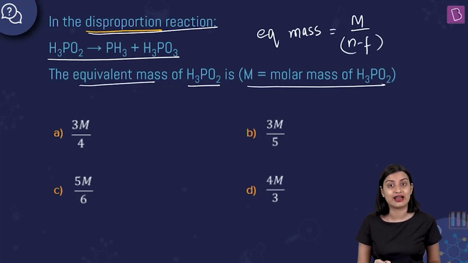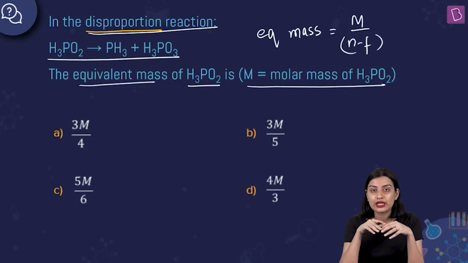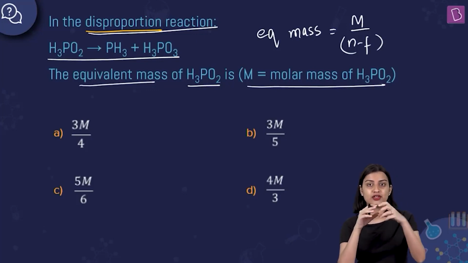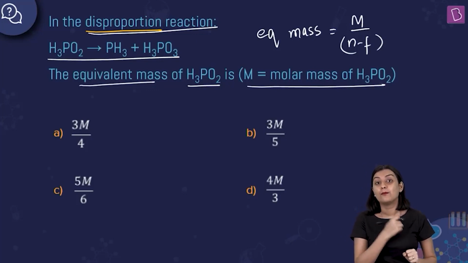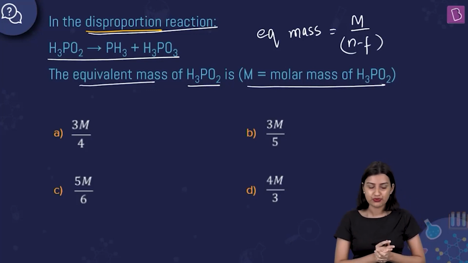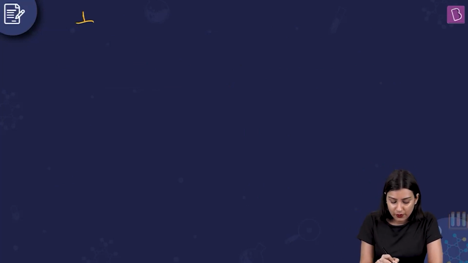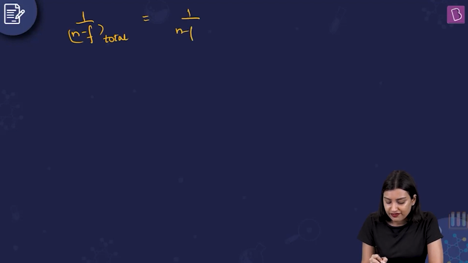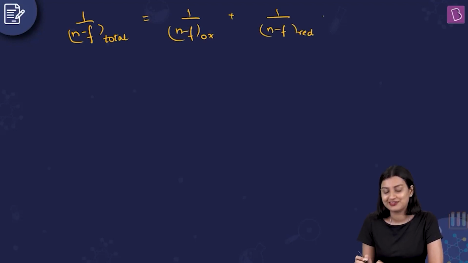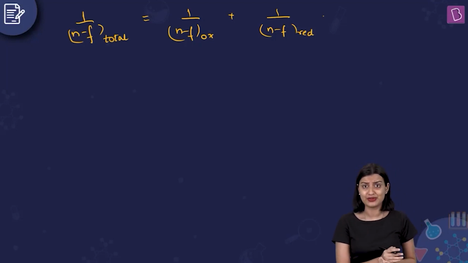Another thing you need to make note of very keenly is that this is a disproportionation reaction. First of all, what is a disproportionation reaction? It is one wherein the same element of a certain compound is undergoing both oxidation and reduction simultaneously in that one given reaction. So for a disproportionation reaction, how do we calculate the n factor? We know that 1 by n factor total is equal to 1 by n factor due to oxidation plus 1 by n factor due to reduction. Now let's find out the oxidation half and the reduction half, so we can find these n factors.